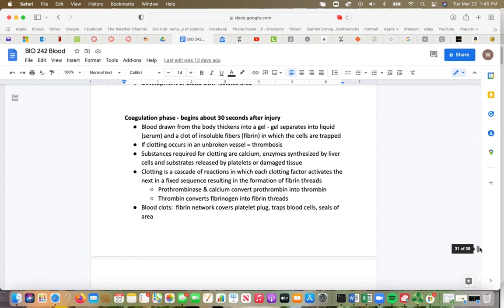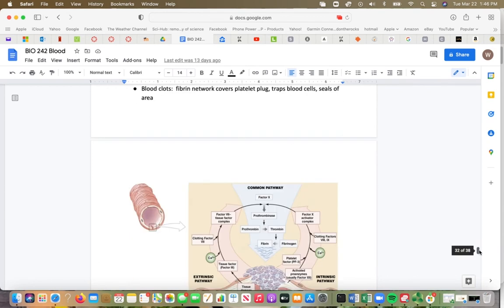It's actually a clotting cascade of reactions where each clotting factor is going to activate the next step in a fixed sequence that will end up triggering the formation of these fibrin threads. So prothrombinase and calcium help to convert the prothrombin into thrombin, and that turns the fibrinogen into fibrin. So the clots will end up creating a fibrin network over the platelet plug that helps to trap those cells in there and seal off the area.